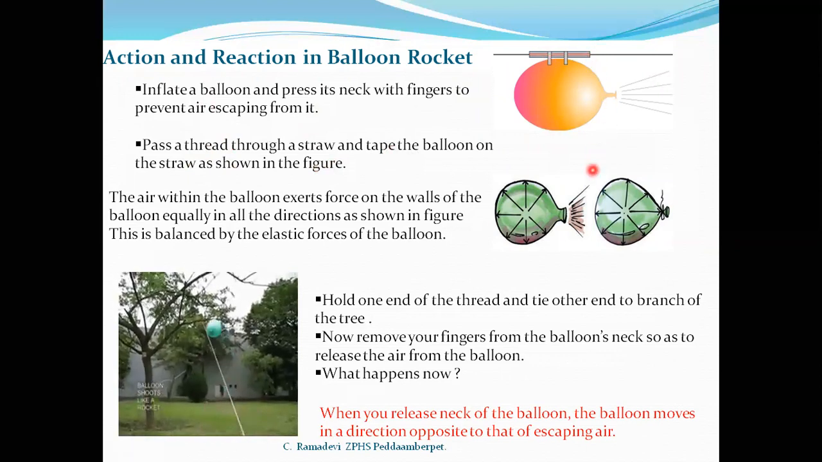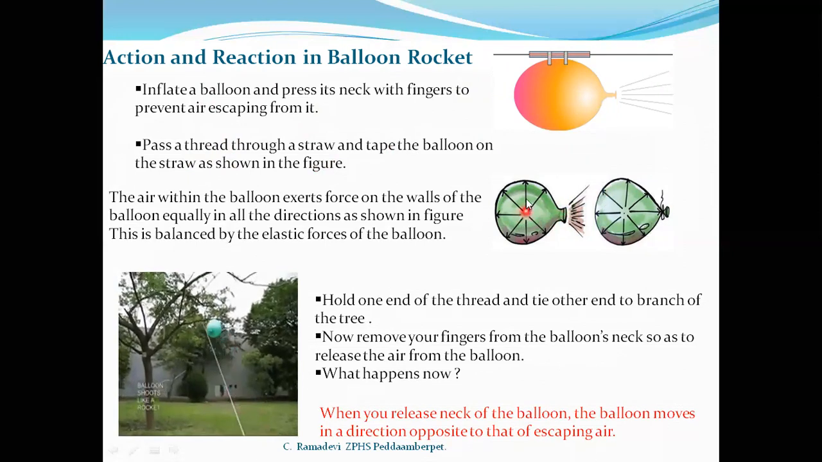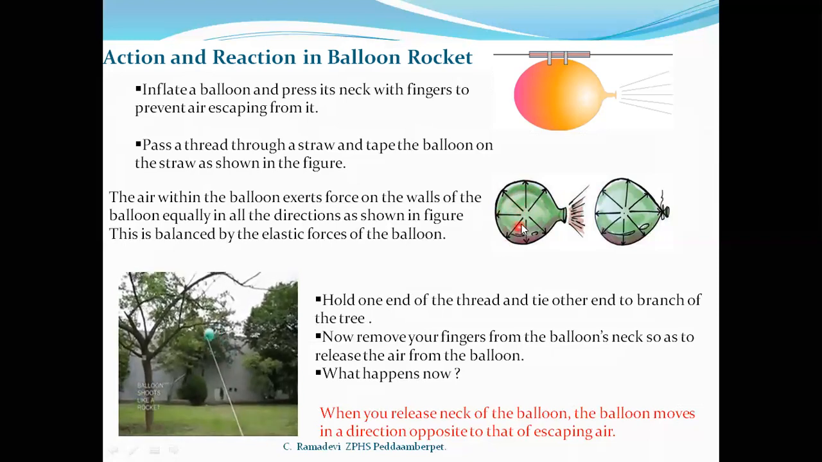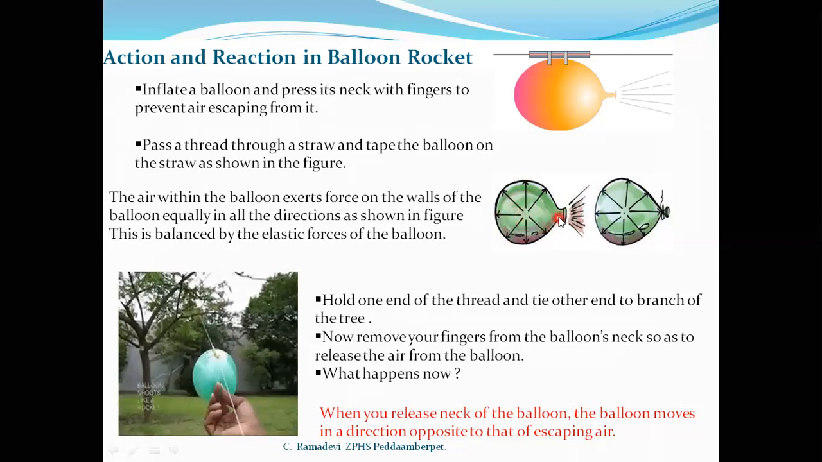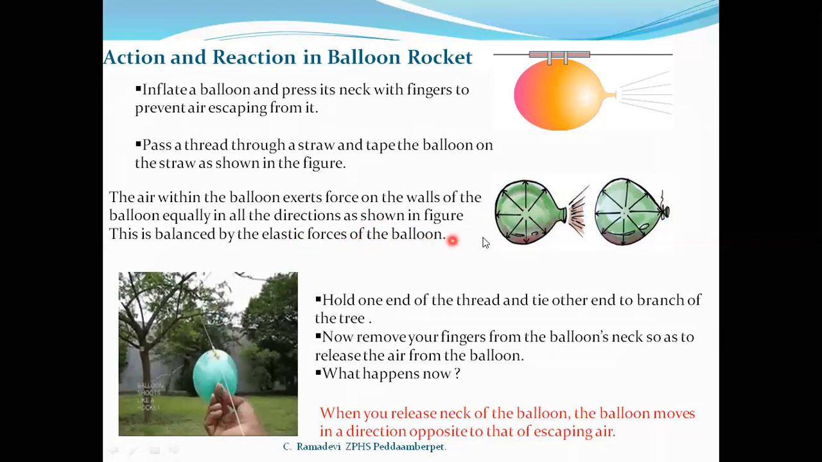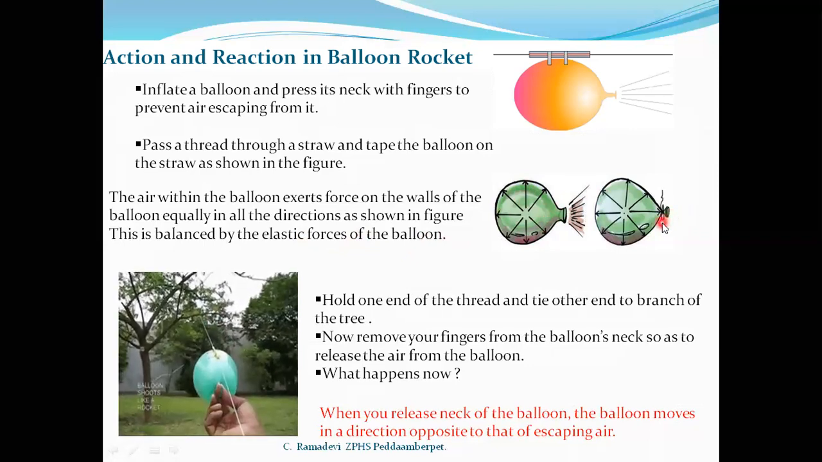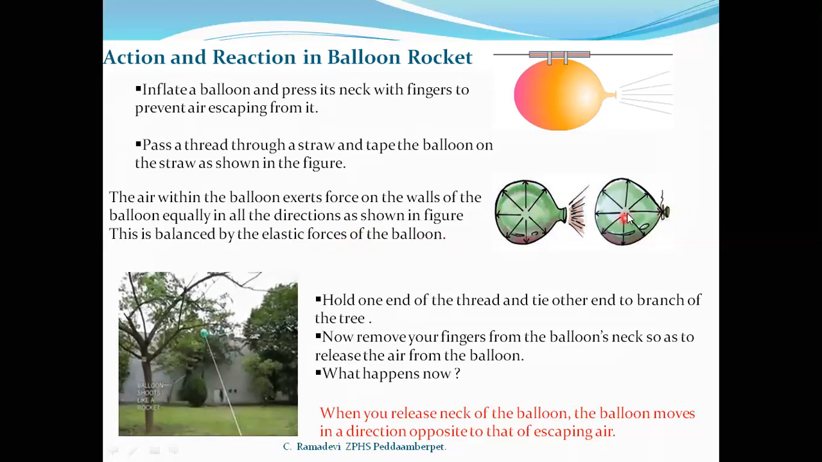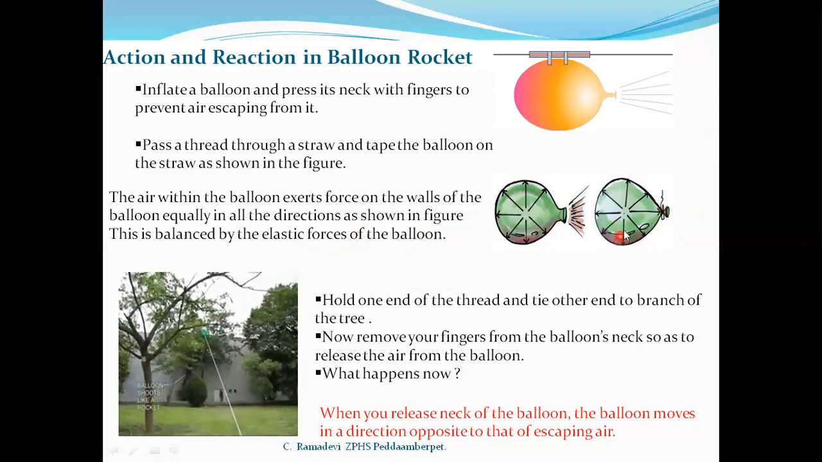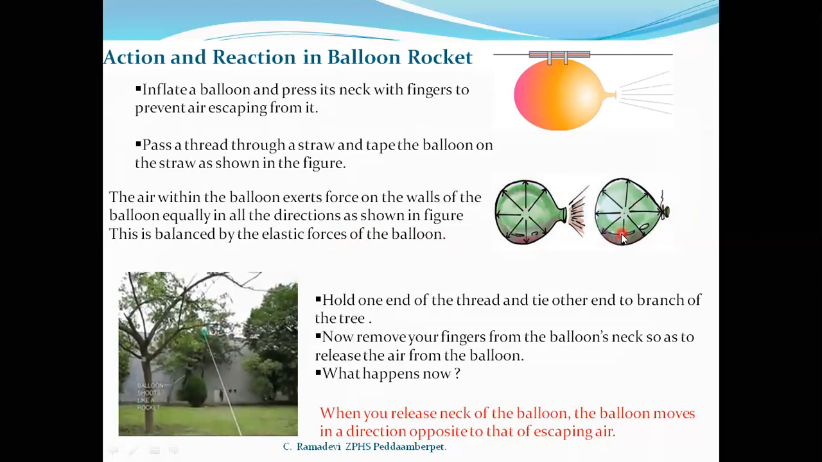Now the air within the balloon exerts a force on the walls of the balloon equally in all directions, as shown in the figure. This is balanced by the elastic forces of the balloon. Now when the balloon is tied, the air within the balloon is applying force on the walls of the balloon equally in all directions.